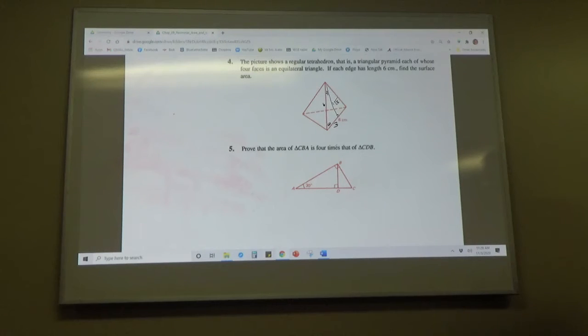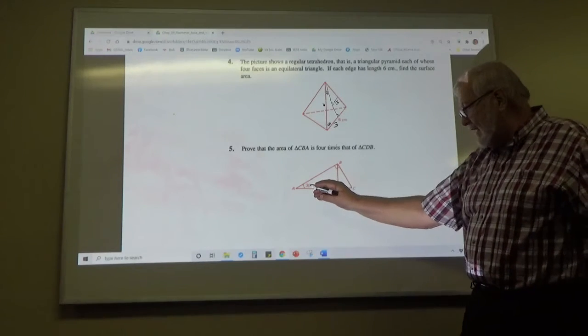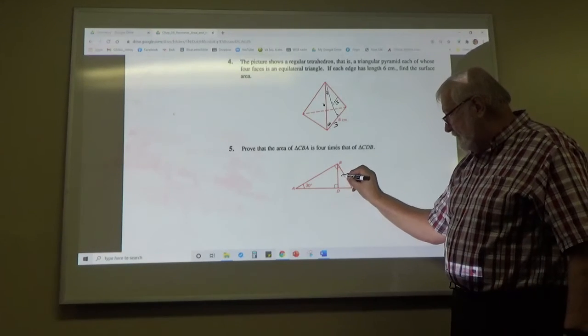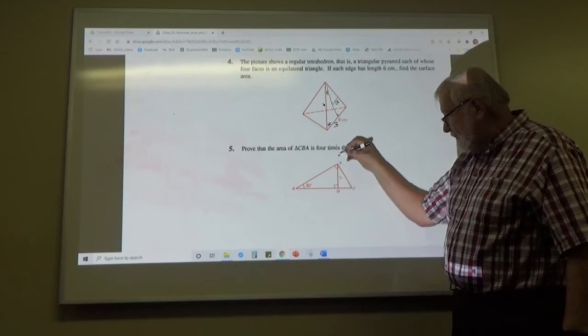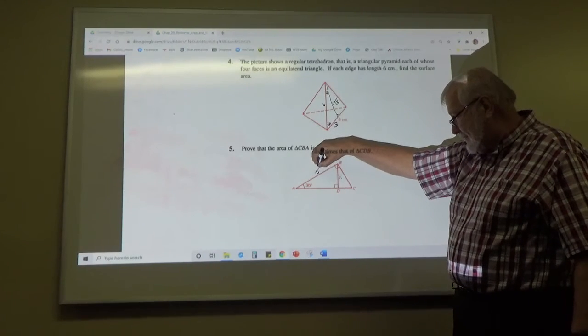Prove that the area is 4 times that. All right, this is the small one. Okay, this side here, if this is x, this is 2x.